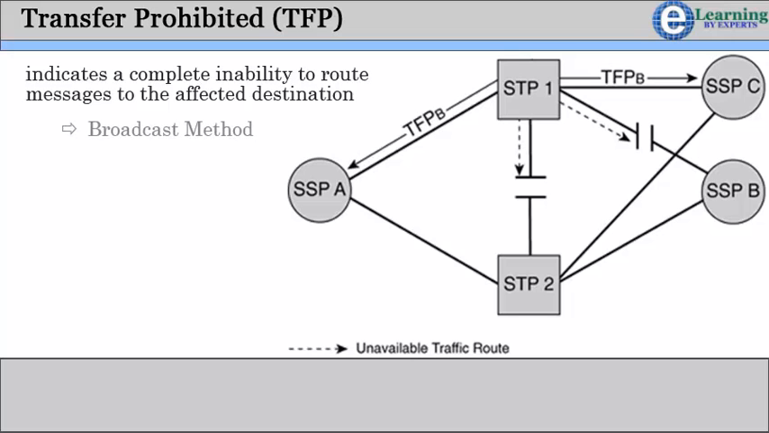When the broadcast method is used, all adjacent nodes are immediately notified about the prohibited route status. The response method does not send notification until an attempt is made to reach the affected destination. In the example, STP1 sends a TFP message with point code of B to adjacent nodes of SSPA and SSPC when SSPB is not reachable through it.